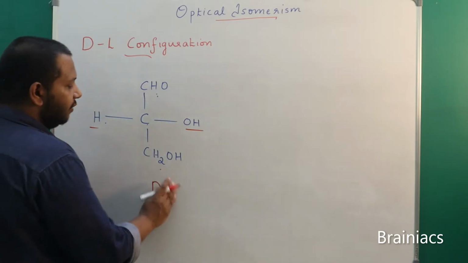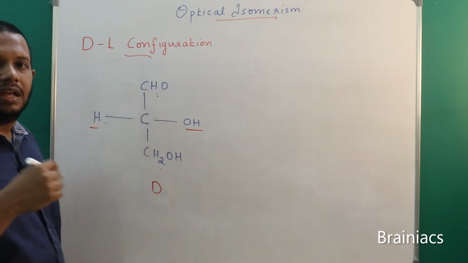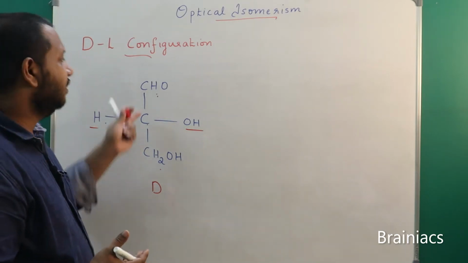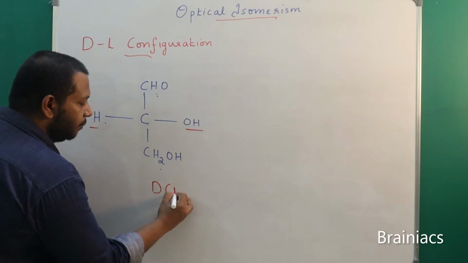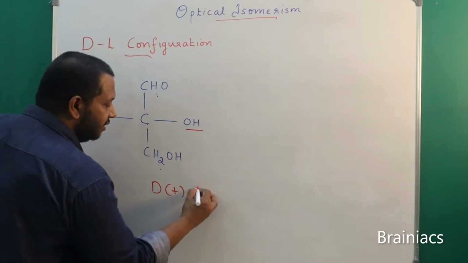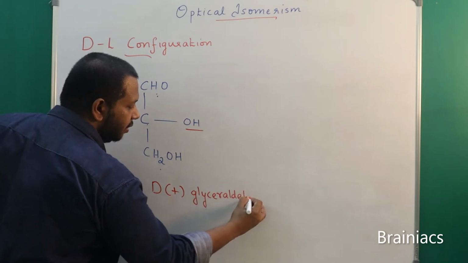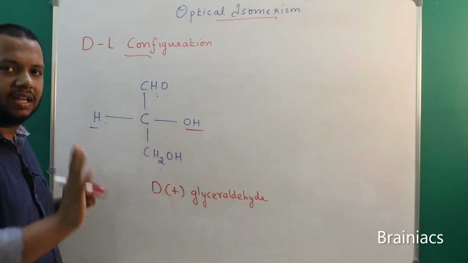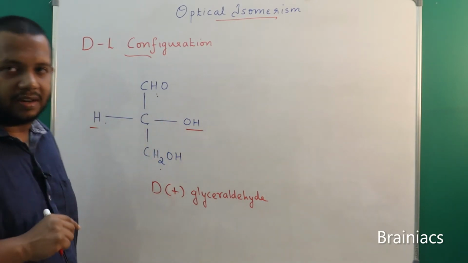And then we can assign the priority and find out in what way it is rotating, and in experiment we have observed that this is dextro-rotatory. Then we will also assign a plus sign along with that and say this is D plus glyceraldehyde. Don't assume that since it is D I have put plus, not like that. In experiment it is observed that this will rotate the plane of polarized light towards the right.